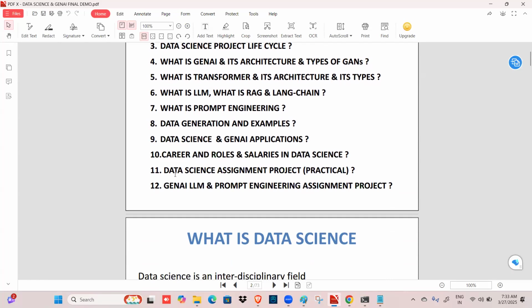And also we are going to see some of the concepts called data science assignment projects, and also generative AI and prompt engineering assignment projects, like practicals. So these two we are going to discuss. They were given to some of our students who have already taken the training, and how you are going to receive the assignments during interview preparation, all these things. Not for everyone, some may receive this kind of assignments.